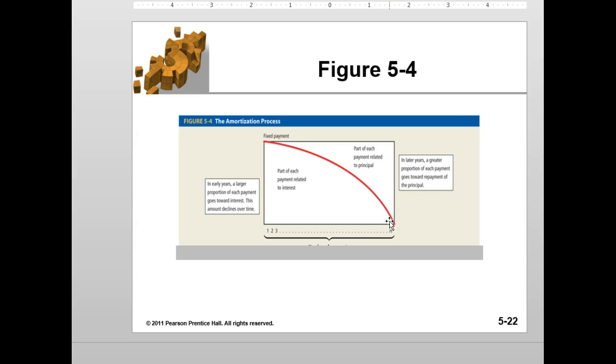When you buy a house, in the first 5 years you're paying almost nothing but interest. But as you pass that curve, and the number of periods increases, with each payment you make you're paying a little bit more on the principal and a little less on the interest because of the amortization.